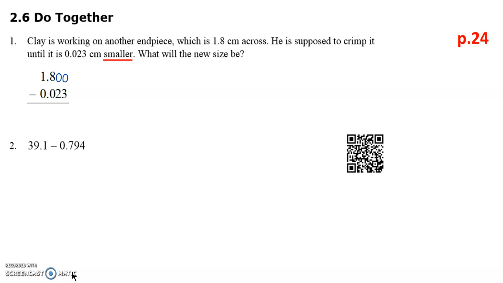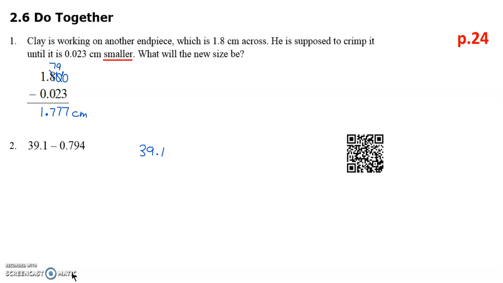So we're going to borrow over at the 8, make that a 7. We'll give to this 0, which will make it a 10, and then we will borrow from it, making it a 9, to give to this last 0, making it a 10. 10 minus 3 is 7. 9 minus 2 is 7. 7 minus 0 is 7. We bring our decimal place down, and 1 minus 0 is 1. So the new size will be 1.777 centimeters.